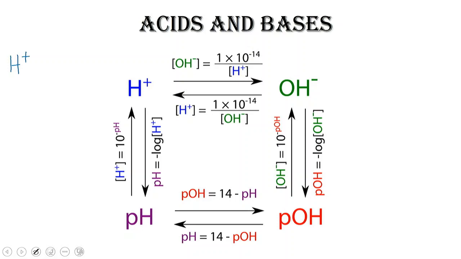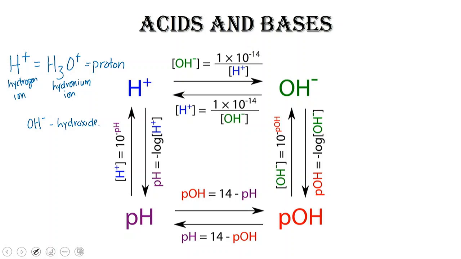Let's say this is equal to a proton. And here we call this the hydrogen ion. Here we have the hydronium ion. And OH minus is our hydroxide ion. They can be confusing, so you need to memorize them now. Hydronium, H3O plus, hydroxide, OH minus.